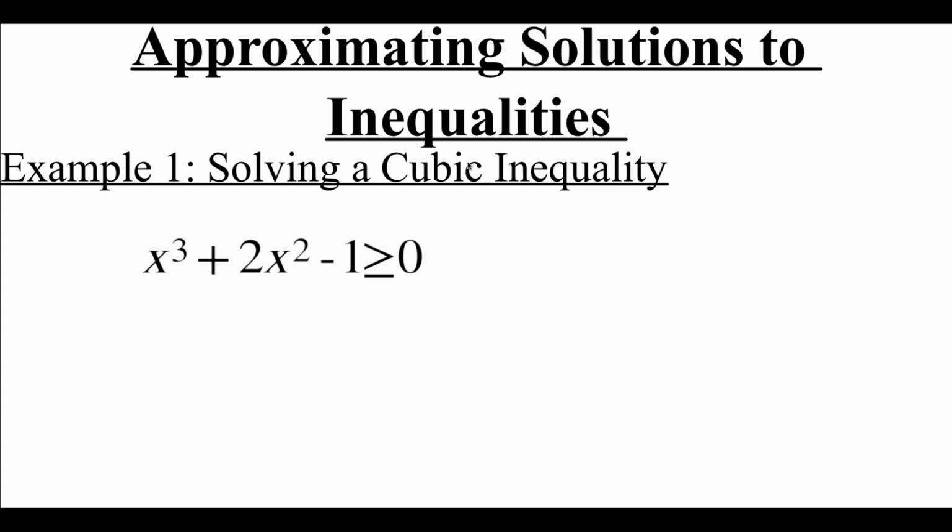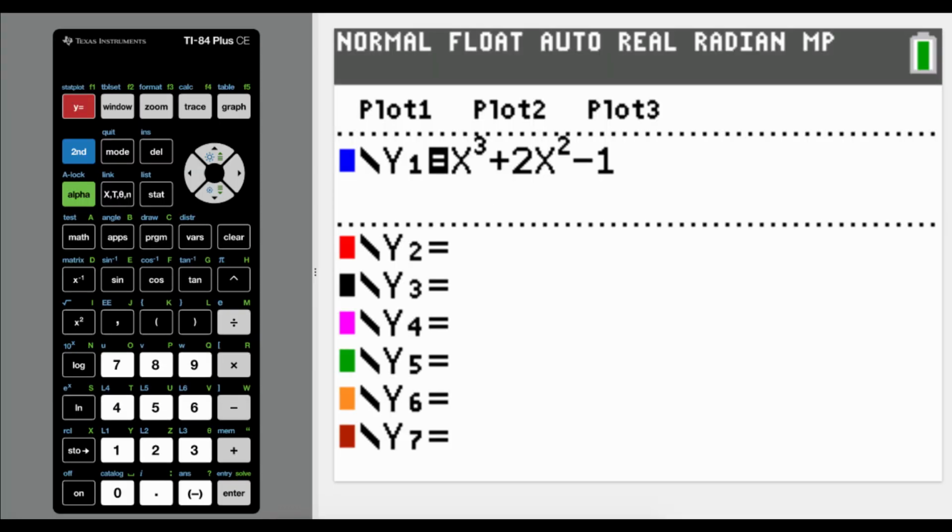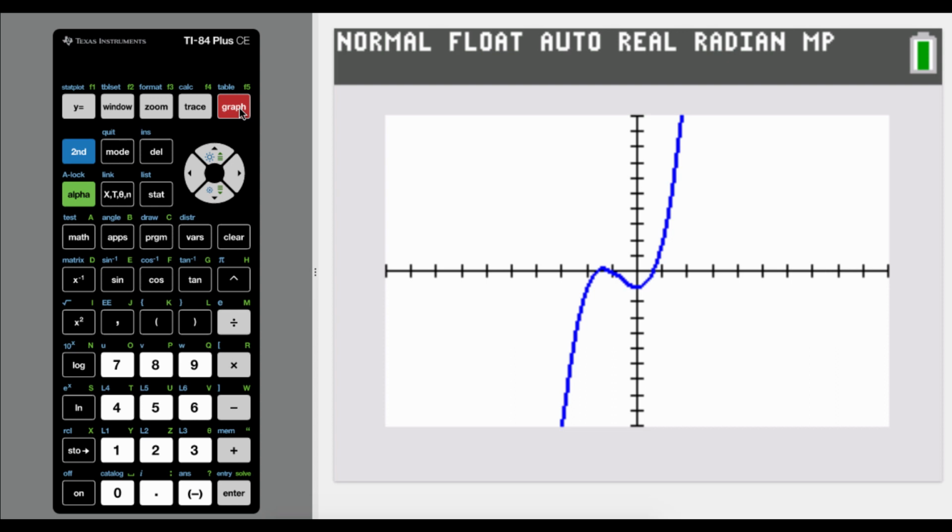So we've got the inequality x cubed plus 2x squared minus 1 is greater than or equal to 0. I've got that left-hand side of my inequality typed into my calculator. So then we're going to graph this out. Now looking at this, we can see that there's at least two x-intercepts. There's two places where our graph crosses the x-axis.